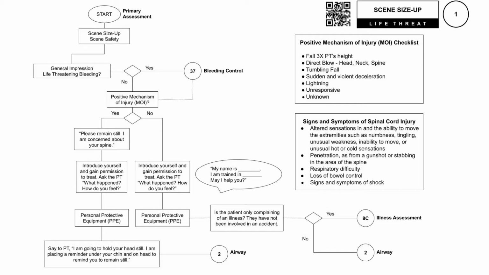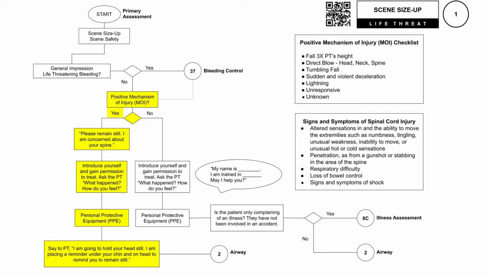The scene is safe. You size up the scene looking for traumatic bleeding and you see none. You introduce yourself and the patient provides consent. However, she assures you she feels just fine and really just wants to get back on her bike and shake it off. You instruct her to remain still because you are concerned about her spine. She agrees to stay still. You place reminders on her head to keep her head still, and the patient tells you that her name is Jane and she's 24 years old.